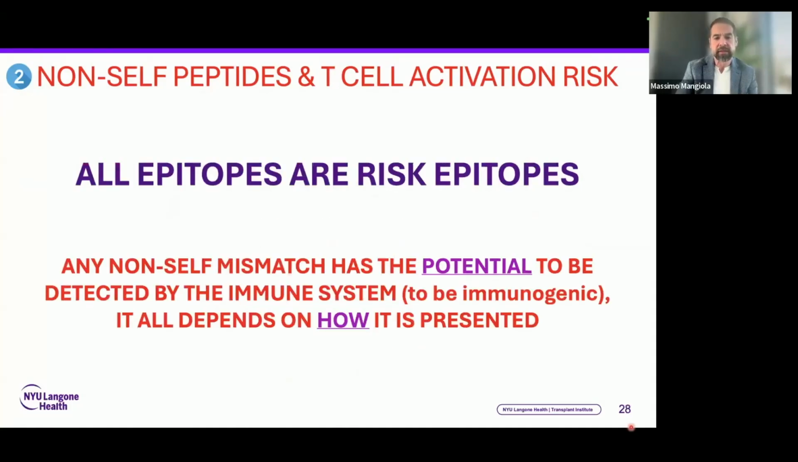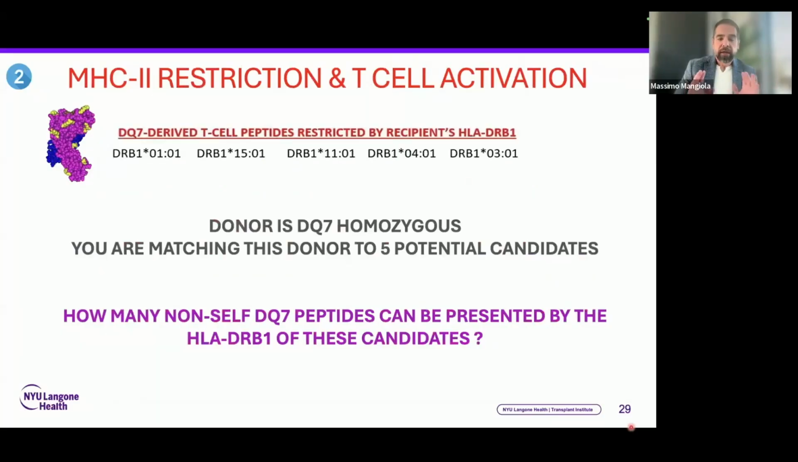But we need to discuss the fact that all epitopes are probably risk epitopes, right? Whether they are epitopes as we define them, which is a binding site for IgG in the HLA molecules, or peptides that derive from mismatched HLA antigens, all of them are potentially immunogenic. It depends on how they are presented. That's where the MHC restriction is very important.